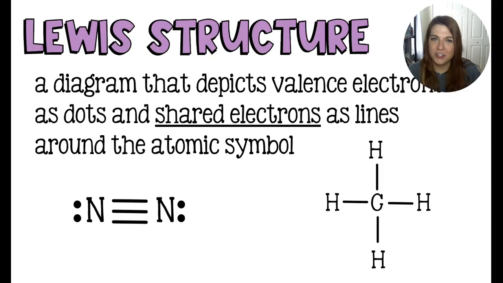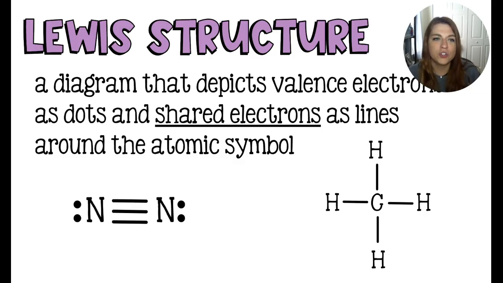Here we have the definition of a Lewis structure. We've done some of these early on. We did them for atoms, just drawing the Lewis dot diagram for atoms. And we've done a little bit of this with ionic compounds, but now we're moving into covalent compounds. And this is where things get fun.